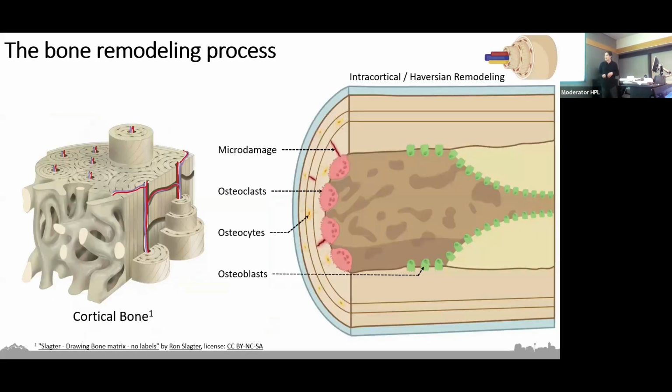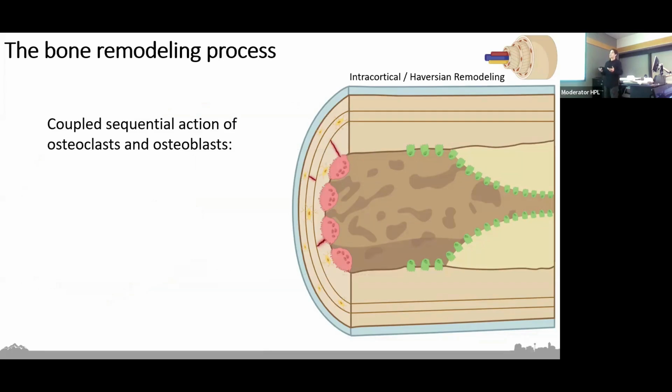So over there on the left-hand side of the screen, we're looking at another cross-section of cortical bone, and you can see all these individual osteons that make up that cortical bone. And the osteon is the structural and functional unit of cortical bone. So here on the left, we're now looking at a cross-section of an individual osteon. I'm talking specifically about intracortical or Haversian remodeling. This is the predominant form of remodeling that you'll see in human cortical bone.